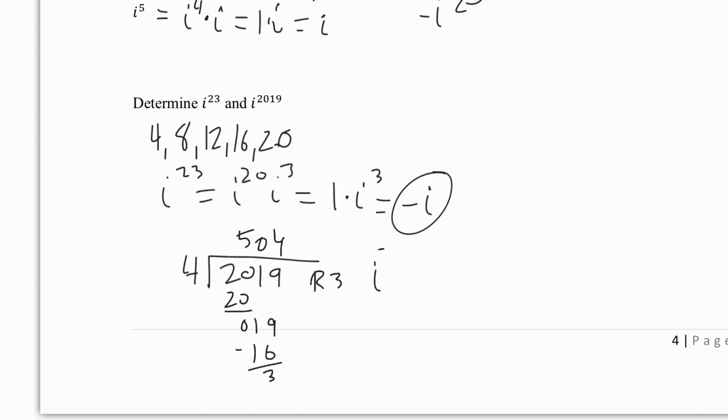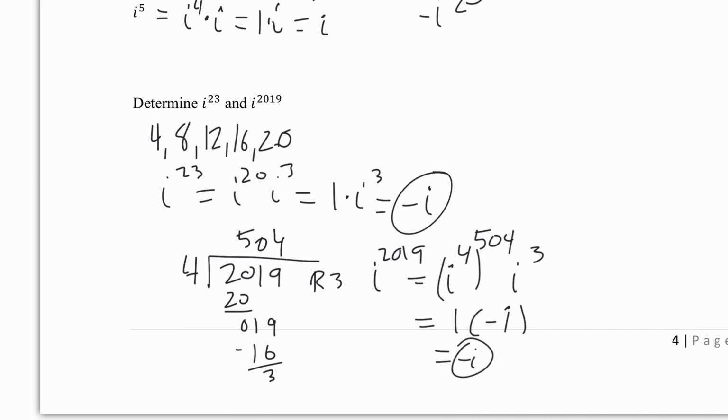So we could write i to the 2019 as, well, there's going to be a bunch of i to the 4s. In fact, there's going to be 504 of them. And then there's going to be an i to the 3 left over, which will give us 1 times negative i, which is just negative i. So you actually get the same thing.